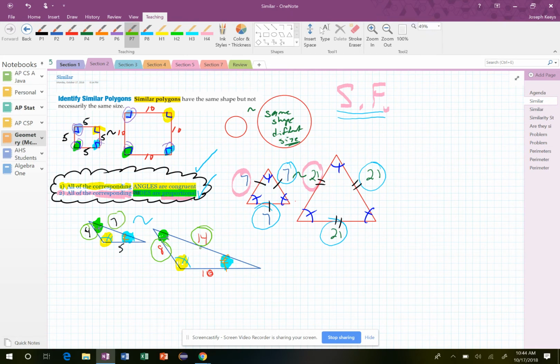That's not good enough. We need all the corresponding sides. So 10 divided by 5, that scale factor is 2. So ding, ding, ding, all of the corresponding sides are proportional. If we don't have these two ingredients, if we have one without the other, it's not good enough. To be a similar polygon, we need all corresponding angles to be congruent and all corresponding sides to be proportional. Make sure all these are going in your notes.